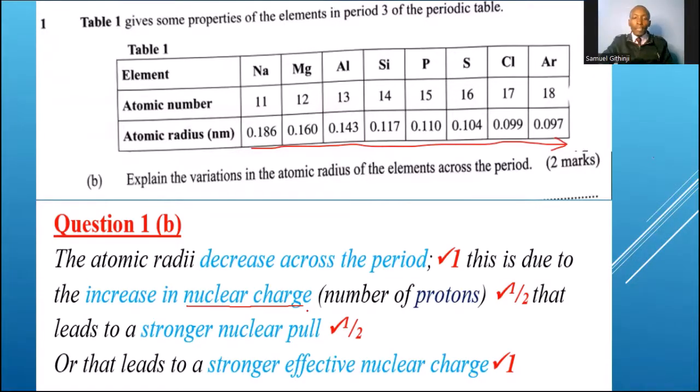That there will be an increase in the nuclear charge or the number of protons that leads to a stronger nuclear pull, or a stronger effective nuclear charge. That is question 1, part B there. My student, get it well, stop the video, read it through and understand.